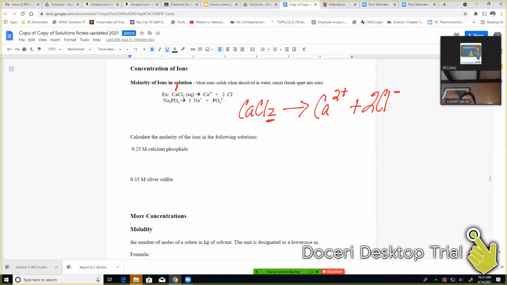If you've ionized them correctly, it should be neutral, and it is. I have a +2 here, 2 times -1, I have a -2. So let's say that I said this is a 0.3 molar solution. To get the strength of the ions, you simply take that original strength and multiply it by the coefficients. So for my calcium, for my cation, it would still be 0.3 molar because there's only one of those. But for my chloride, I would do 2 times 0.3, and it would give me a 0.6 molar.